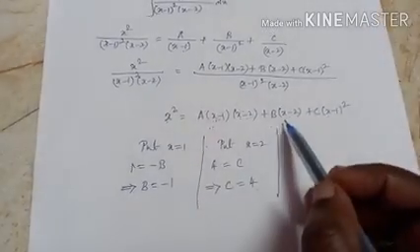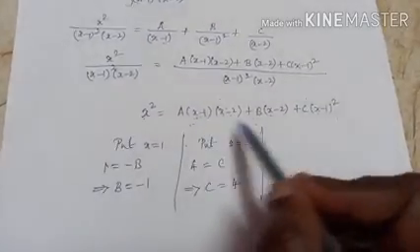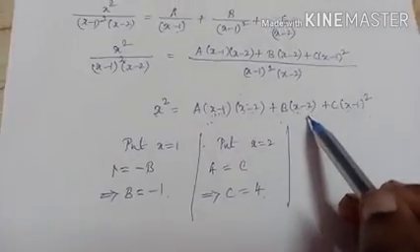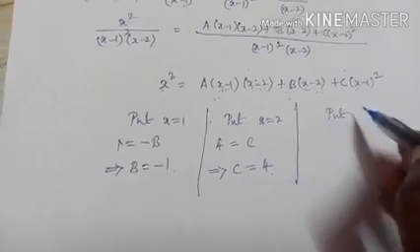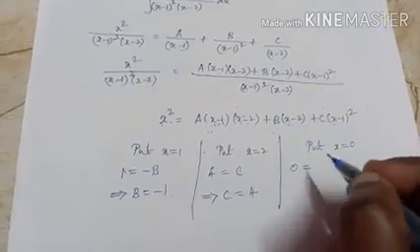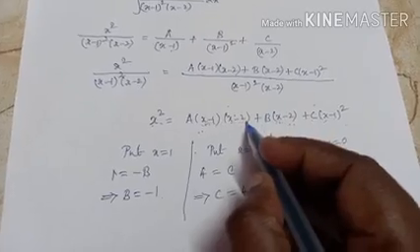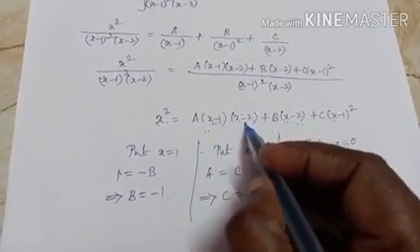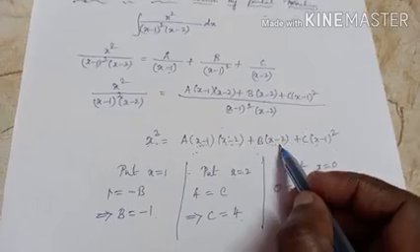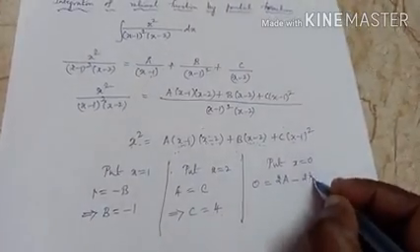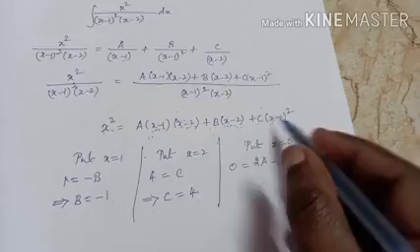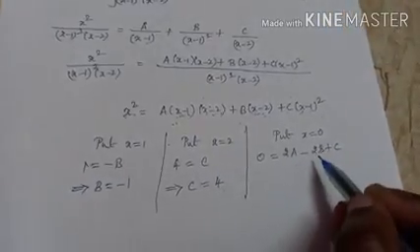To find a, listen here. To find a, you can give any value to x. Let us give the simplest value 0. Put x equal to 0. So 0 square is 0. 0 minus 1 into 0 minus 2, minus 1 into minus 2, which is 2, so 2a. 0 minus 2 is minus 2, minus 2 into b. 0 minus 1 is minus 1, minus 1 the whole square is 1, 1 into c.